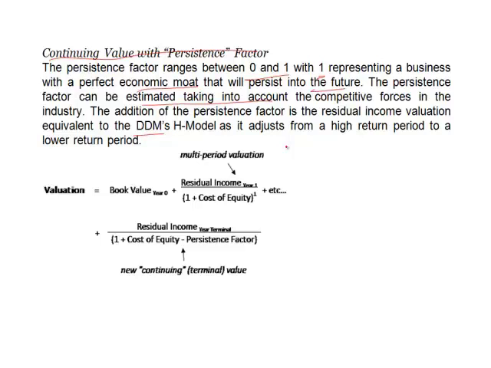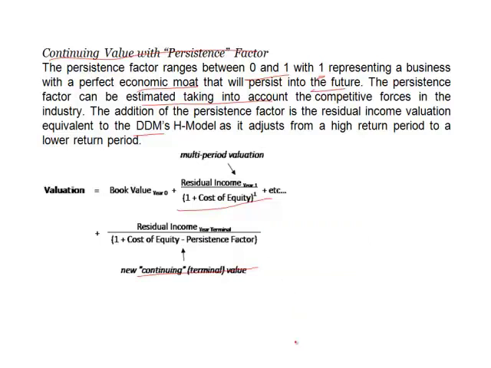Now we have multi-period valuation. In this multi-period valuation, we have the residual income for the first year all over 1 plus cost of equity, and so on and so forth, plus the residual income for the terminal value all over 1 plus cost of equity minus persistence factor. So this is the new continuing terminal value, as you can see.